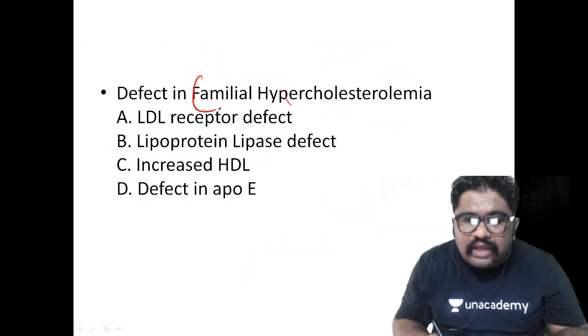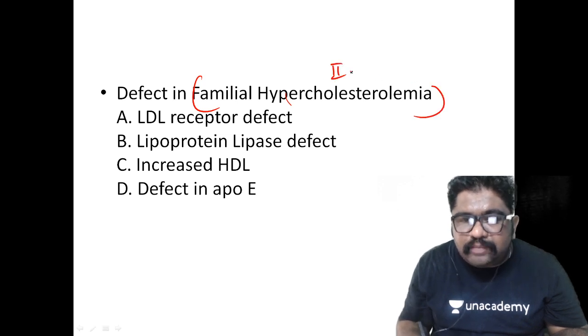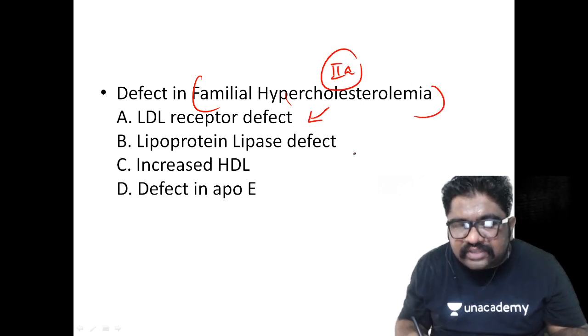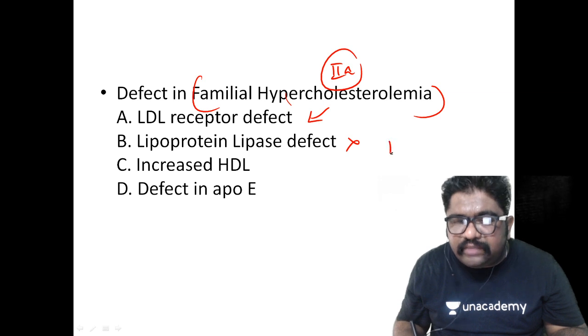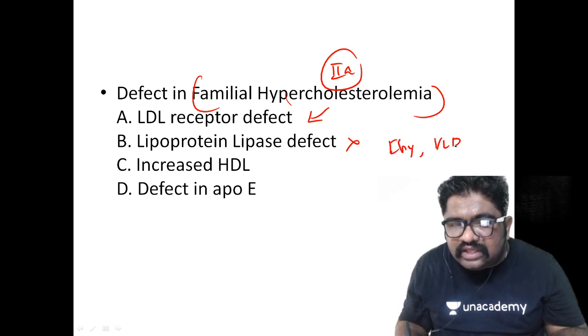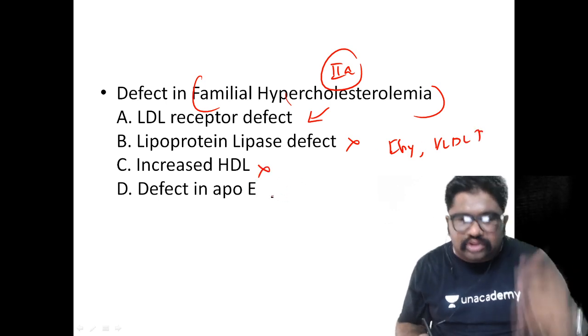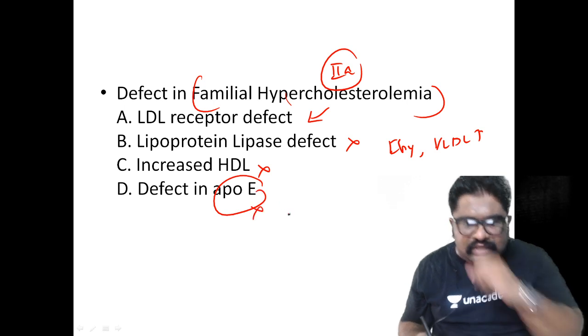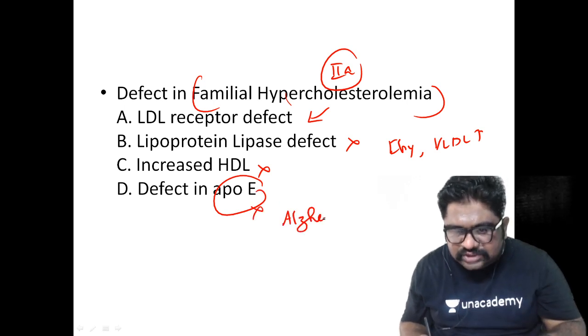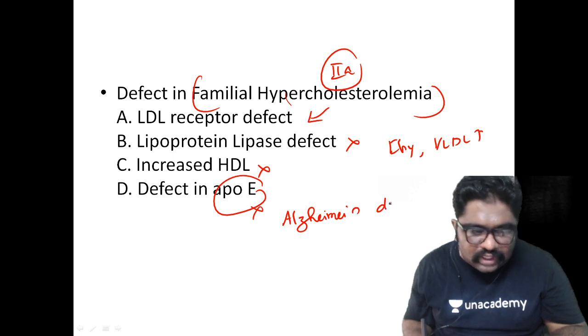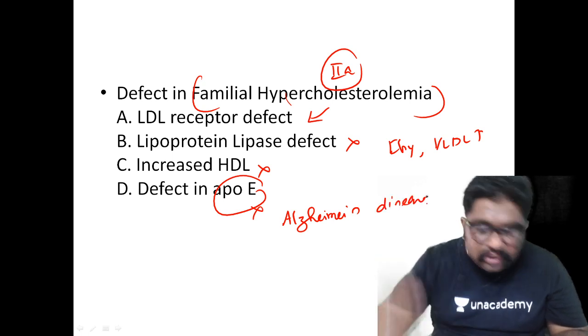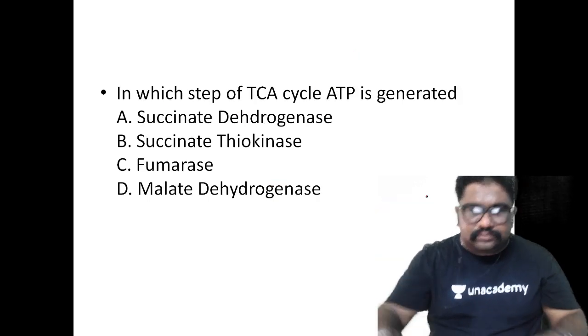Defect in familial hypercholesterolemia means type 2A. In that, the LDL receptor is defective. Lipoprotein lipase defect means you will be having chylomicron elevation or you will be having VLDL elevation. Increase in HDL is not even a problem, but it can be taken as a good thing. Defect in ApoE will be seen in case of Alzheimer's disease. Okay, now we'll go for the next question.